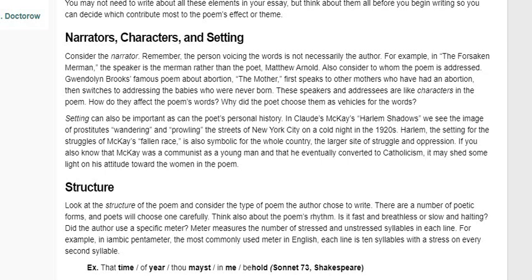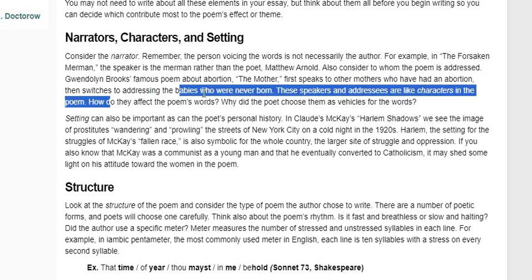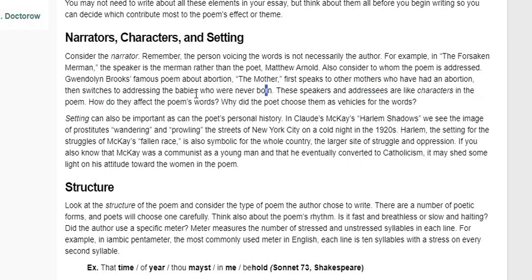Consider the narrator. Now remember, the person voicing the words is not necessarily the author. For example, in The Forsaken Merman, the speaker is the merman rather than the poet, Matthew Arnold. Also consider to whom the poem is addressed. There are many such poems, for example, The Mother, which first speaks to other mothers who had an abortion in the past, and then switches to addressing the babies who were never born. Definitely, because they were aborted, they were never born.